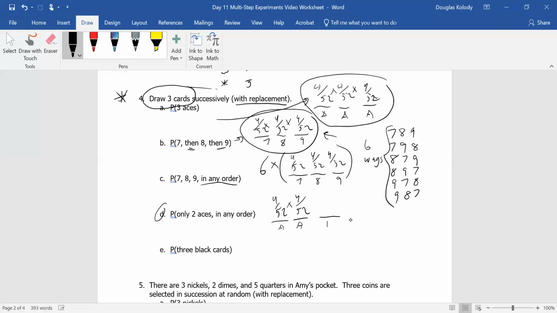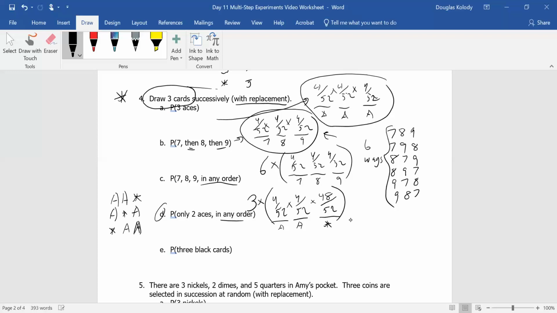So it could be anything other than an ace. How many other cards are there besides aces? Well, there's 48 of them. 52 minus 4. So 48 out of 52. However, it could be in any order. So I have to think of the ways to do this. I can go ace, ace, and something else. Or I could do ace, something else, and ace. Or I could do something else, ace, ace. There are 3 ways that I can see right there to arrange 2 aces and something else. So I need to multiply these fractions by 3.